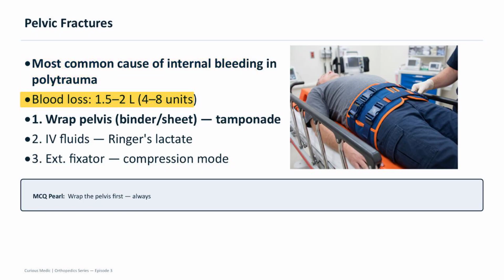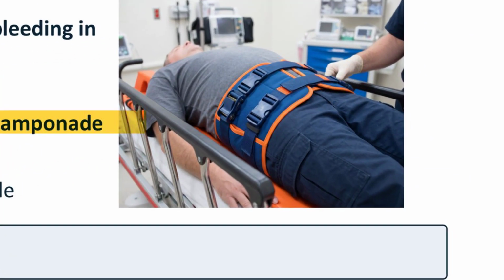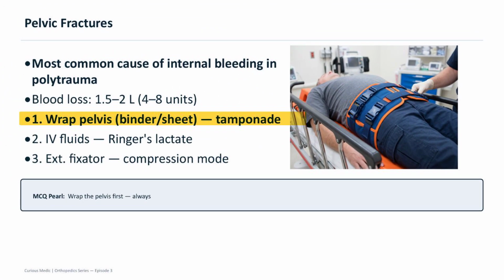There are 3 steps to control pelvic fracture bleeding, in order. First, wrap the pelvis. Using a pelvic binder, a bed sheet, or a blanket, you compress the pelvis from the outside. This creates what is called pelvic tamponade. By reducing the pelvic volume, you slow the bleeding. This is the first thing you do.